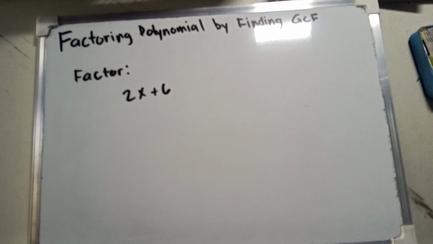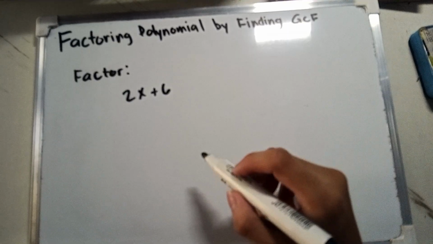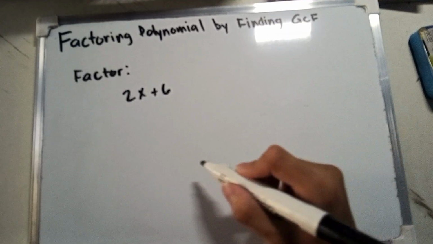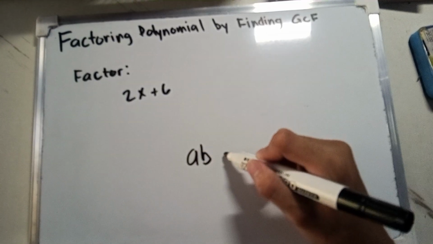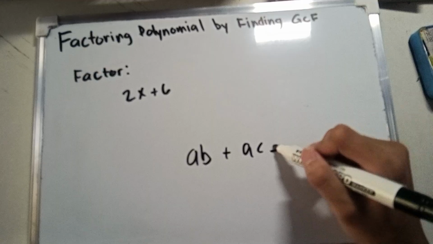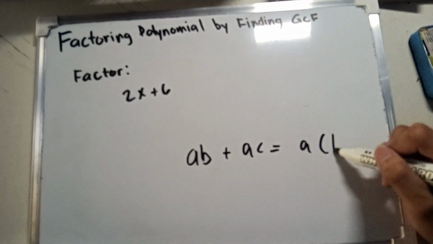So we are factoring polynomials by finding the GCF. We are given this polynomial, 2x plus 6. How do you factor it? We must know this rule: AB plus AC is equal to A times (B plus C).